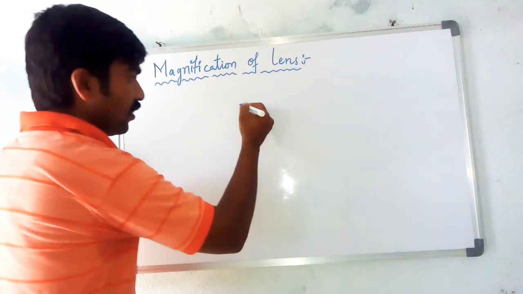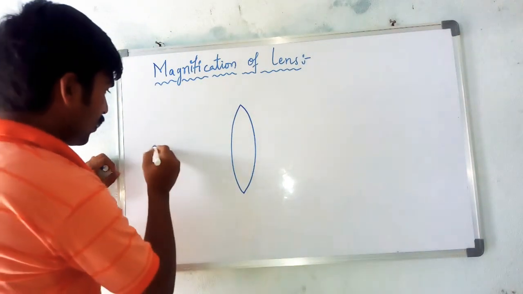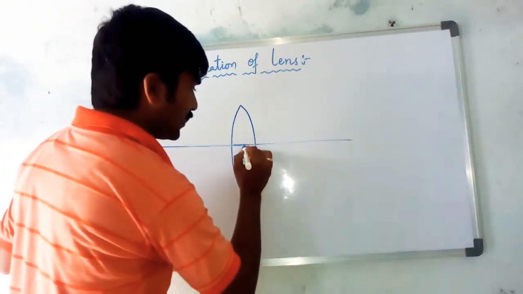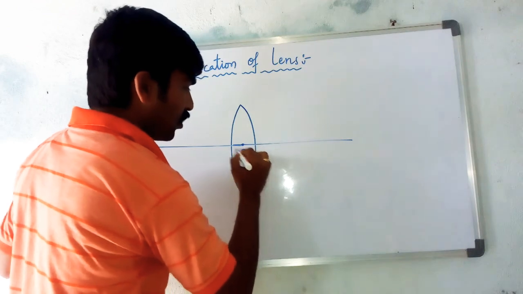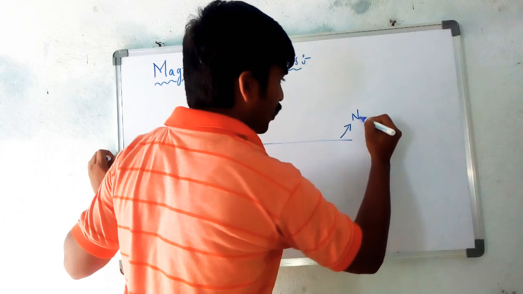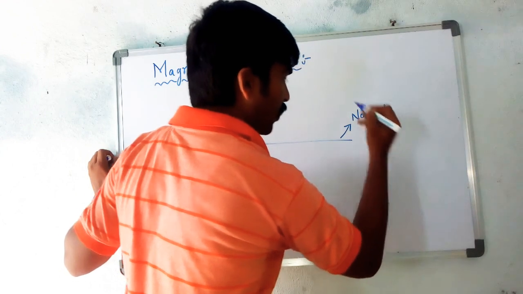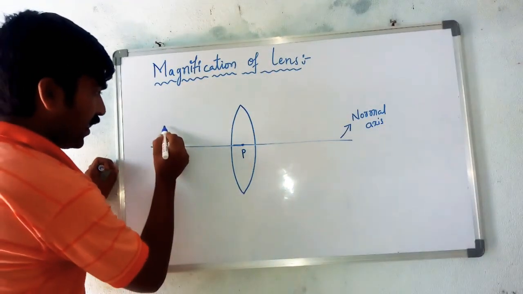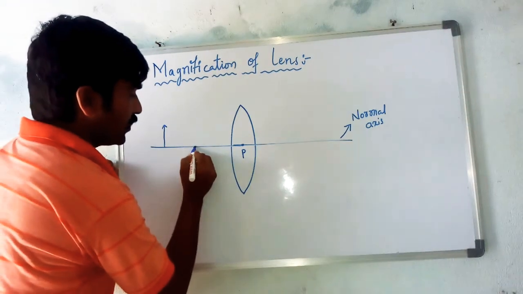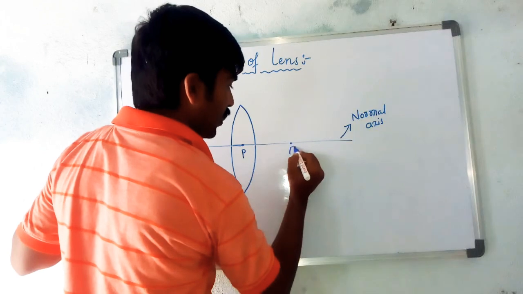For example, take a convex lens and its principal axis. This is called the optic center P, and the principal axis is also called the normal axis. The object is placed beyond F2. Here is F2 and here is F1.